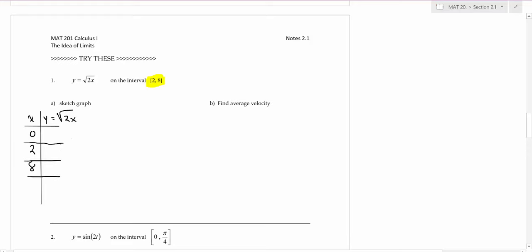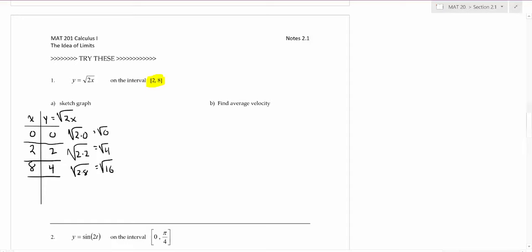So what we're going to be doing is square root of 2 times 0. We're going to use the function. Then we're going to do square root of 2 times 2. Then we're going to do square root of 2 times 8. So this is going to be square root of 0, so that's 0. This is square root of 4, so that's 2. This is square root of 16, so that's going to be 4.